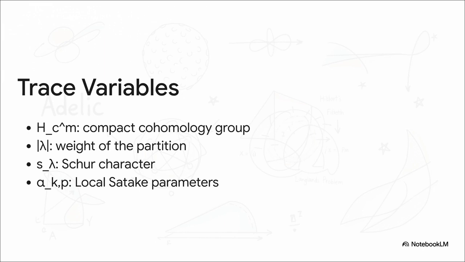Then, and this is crucial, we have S lambda, the Schur character of the dual group. That right there is what provides our topological protection. Finally, the alpha parameters are local Satake parameters. Because these Satake parameters are locked firmly onto the unit sphere, that geometric intersection count is completely fundamentally rigid.